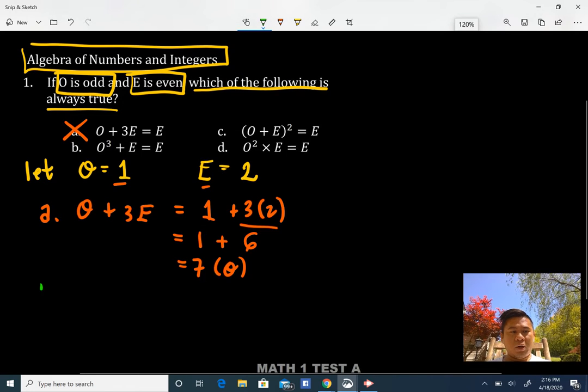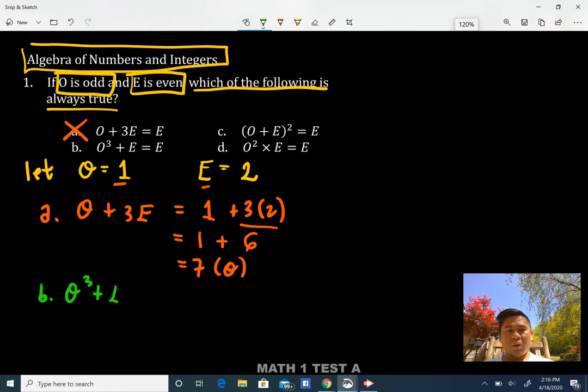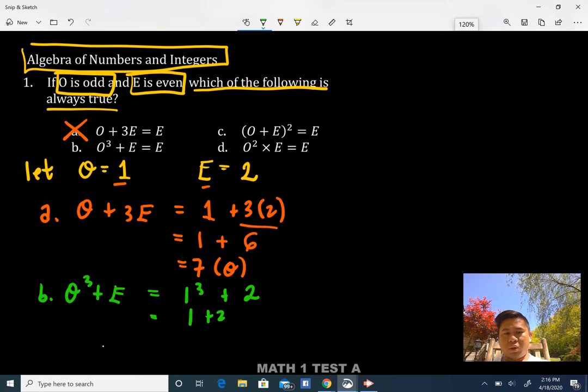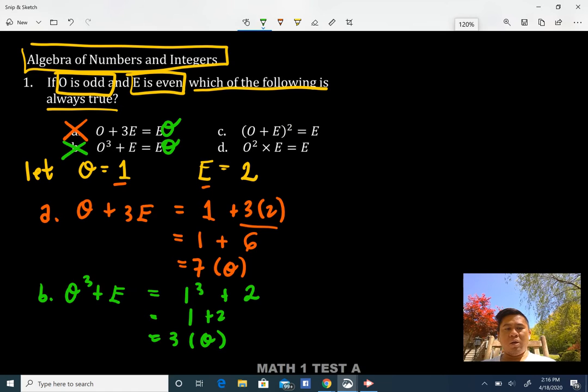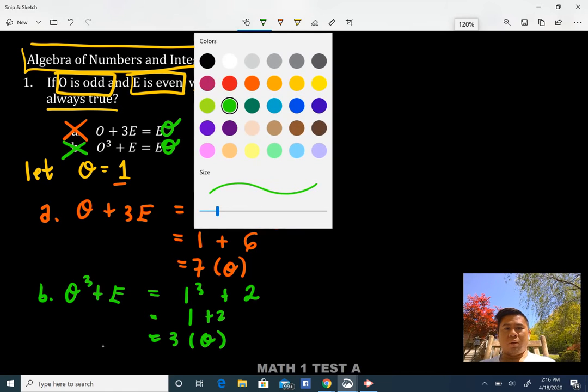Let us consider letter B. In this case, it says O cubed plus E, and let's solve for it. My O is simply 1, I'll cube it, plus my E, which is 2. 1 cubed is simply 1, plus 2, and that will be a 3. And as we know, 3 is also an odd number, so therefore this should be an odd number in here, same as letter A, then that means B is also wrong.